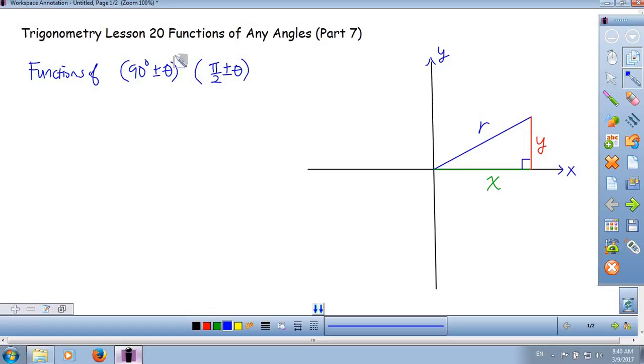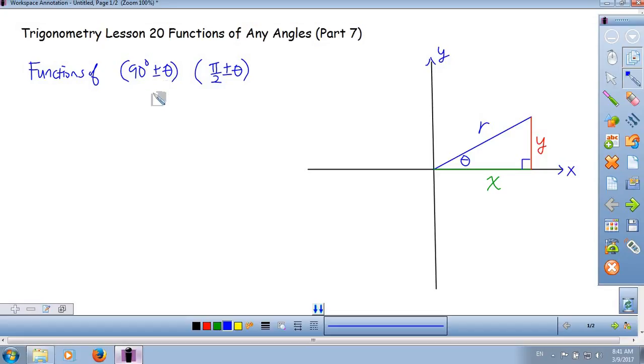But we've been using degrees primarily. We haven't really talked about radians. We did talk about radians, but we'll come back and address radians just a little bit more. Also, there are other examples and problems that we have not been talking about. But today, we're going to talk about functions of 90 degrees plus minus theta, which is pi over 2 plus minus theta. We're going to use the diagram here to help you understand the relationship between the function of 90 degrees plus minus theta and theta.